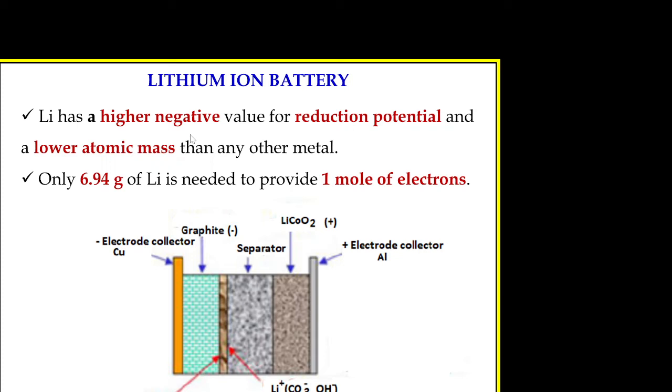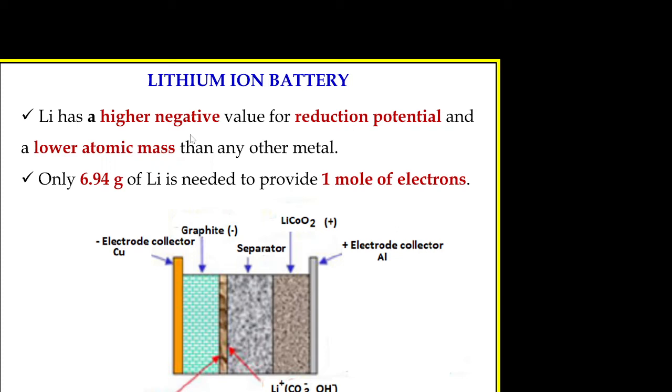It is because lithium ion is a smaller ion. It has very high hydration energy. So that's why the EMF is highly negative, even lower than that of sodium or potassium, because of the high hydration energy due to the smaller size of Li plus.